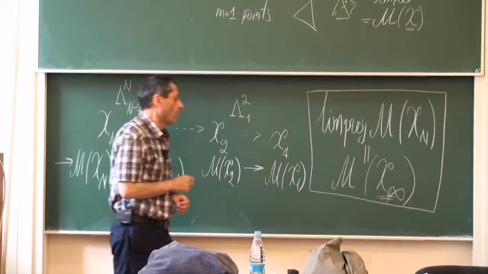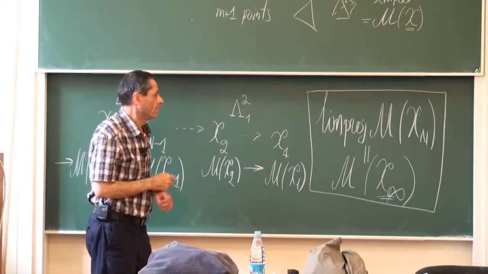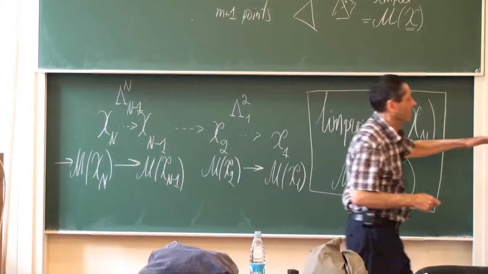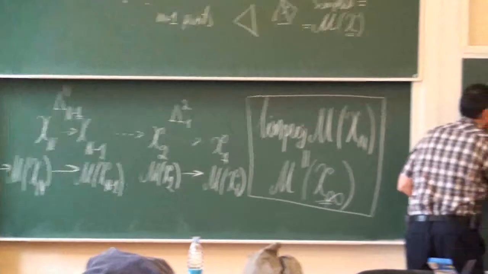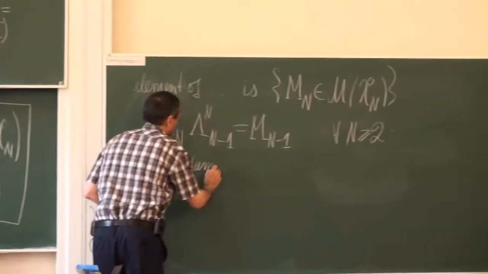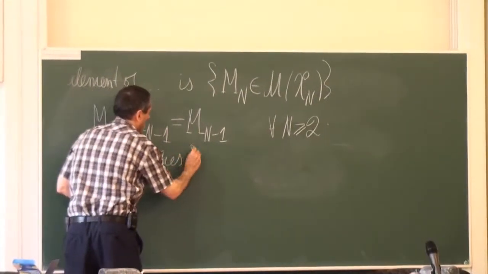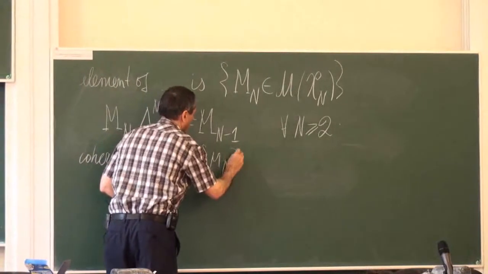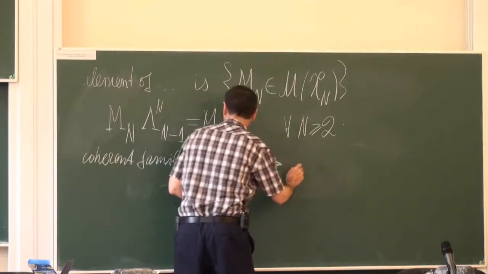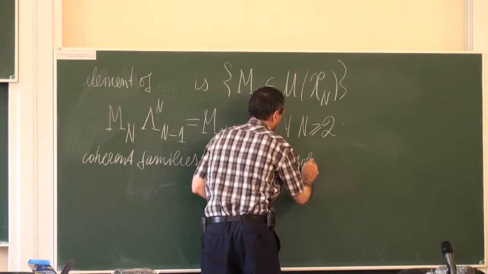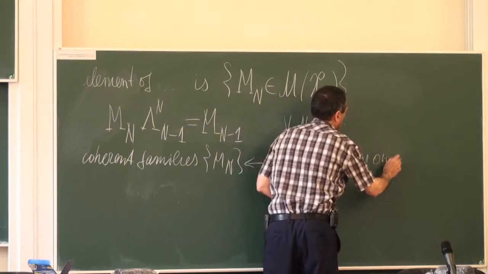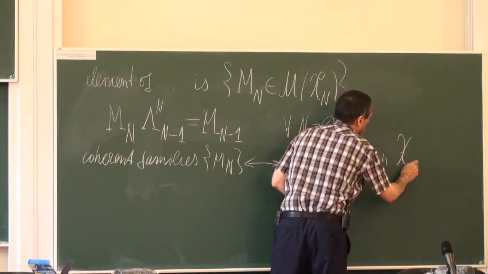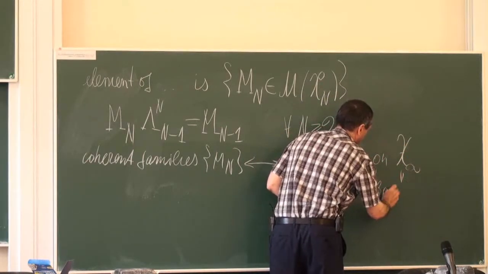There is a one-to-one correspondence between coherent families of measures and probability measures on this space, which will be called the boundary.